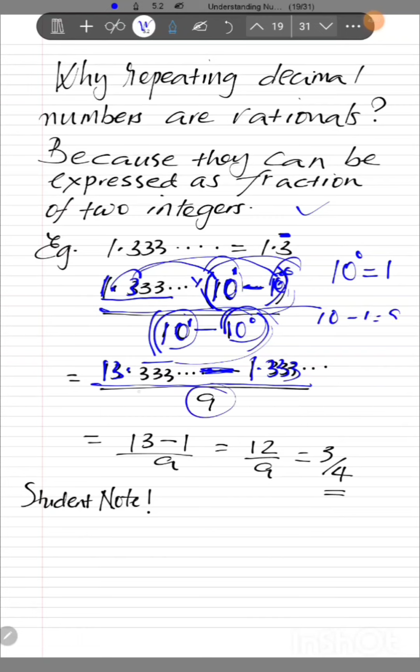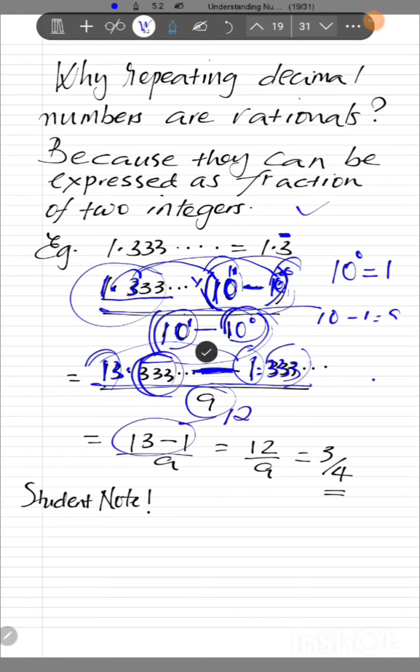We put 9 here. The reason why we have to multiply this repeating decimal by this number, which is 10 to the power of 1 and 10 to the power of 0, is to eliminate the repeating part. Now when we do this big subtraction, decimals will subtract, integral parts will subtract from each other. So 13 minus 1 is the integral part, which is here 12.